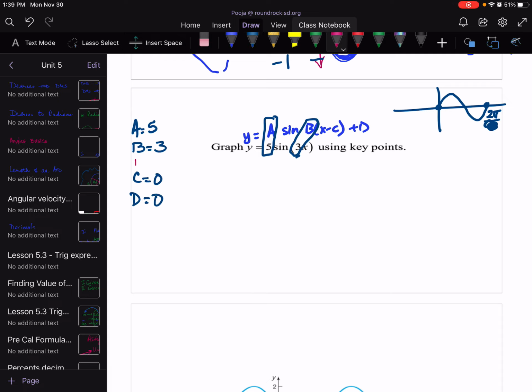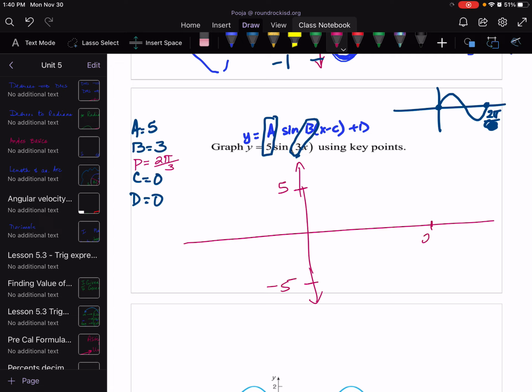Okay, now since I have B, I'm going to find the period, which is 2 pi over B. So those are two differences. Number one, 5, negative 5, and one cycle is completed in 2 pi over 3. So half of that is pi over 3, and then it's still stuck here. So no reflection, goes all the way up to 5, halfway through it comes back to 0, then repeats it but in the other direction, and boom, done.